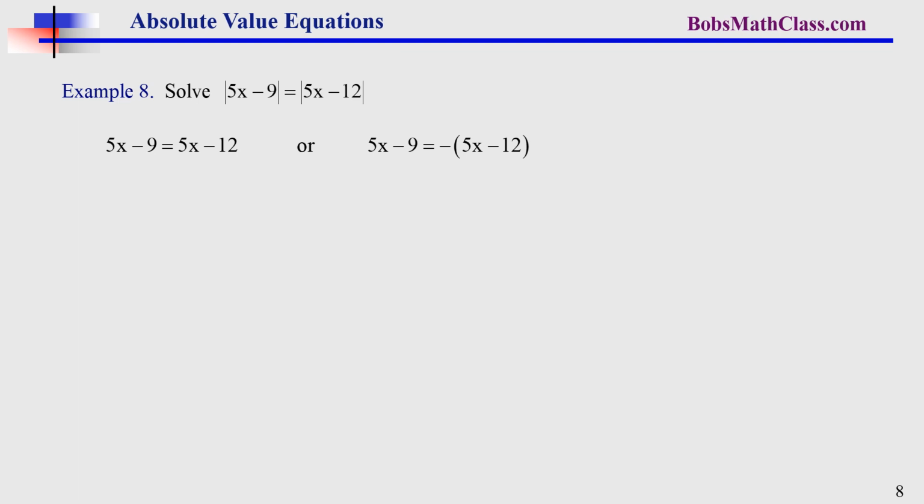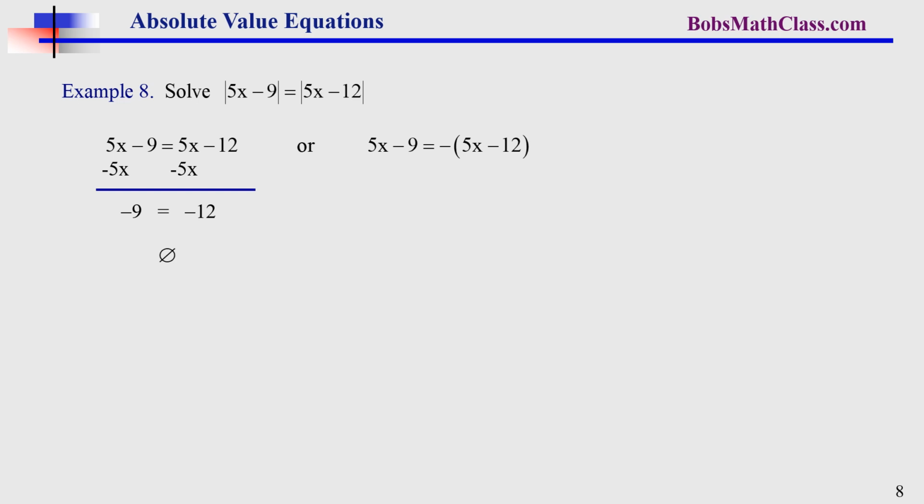Okay, let's work on the equation on the left. We have x on both sides, so subtract 5x on both sides. But that creates a problem, right? The x's cancel out completely on both sides, and we do not have an x left in our equation. What remains is negative 9 equals negative 12, and we know negative 9 does not equal negative 12, so that gives us a no solution. So we did not get an answer for this equation.